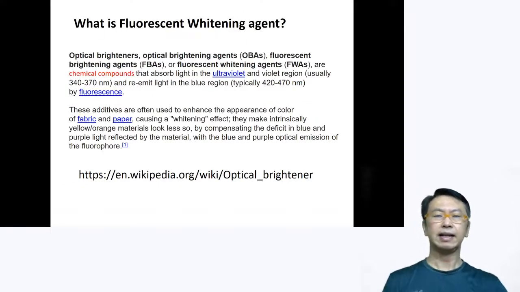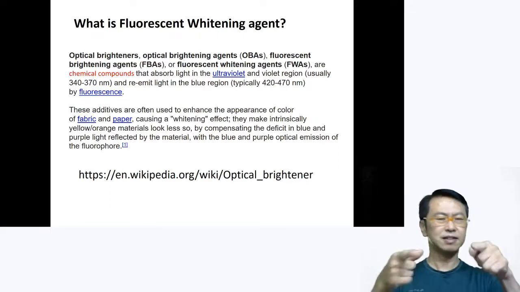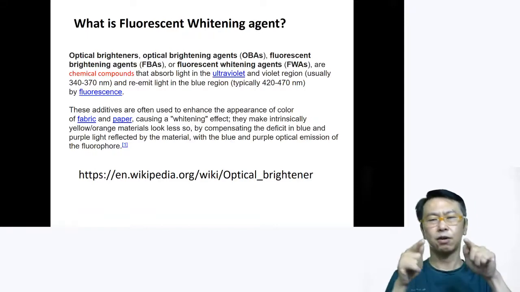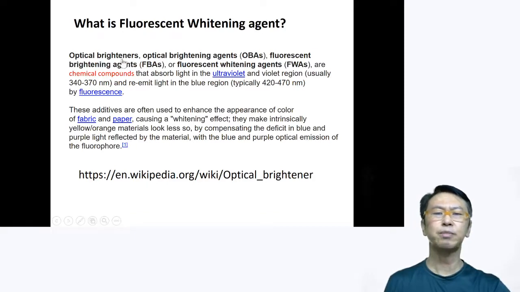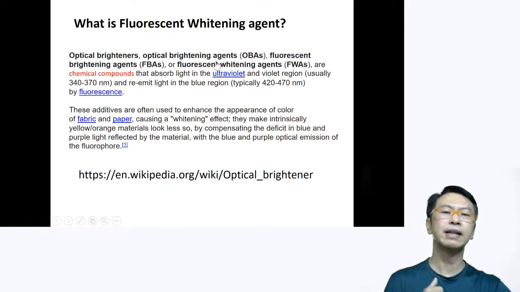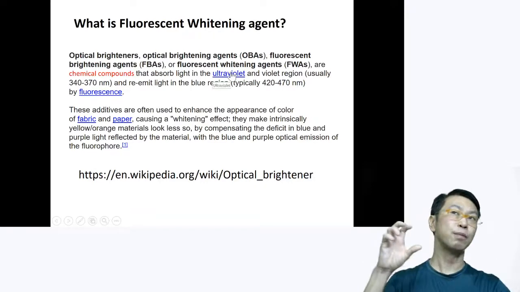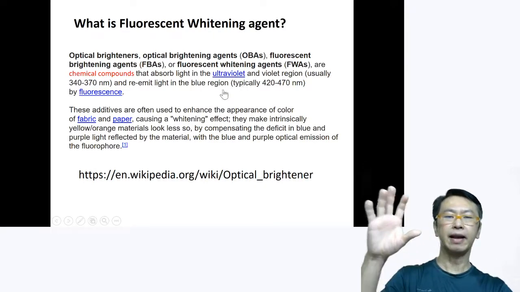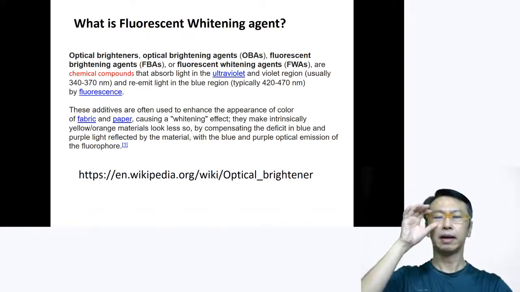And the other thing about washing detergent is this thing, and this is the scary thing. This is called fluorescent whitening agent. What is it? It states it is optical brightener. It has a few names: optical brightening agent, fluorescent brightening agent, or fluorescent whitening agent. They are all chemical compounds, and it absorbs ultraviolet light and then emits light so that it looks brighter. These are added.